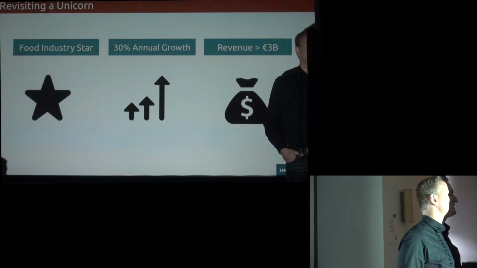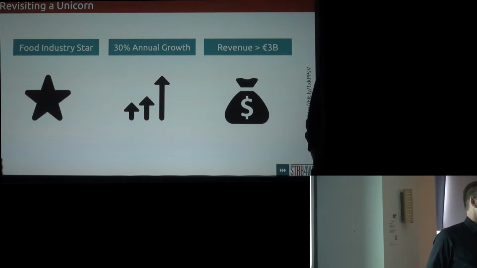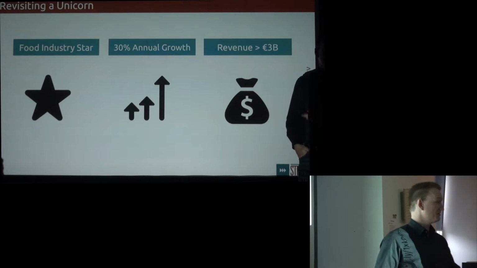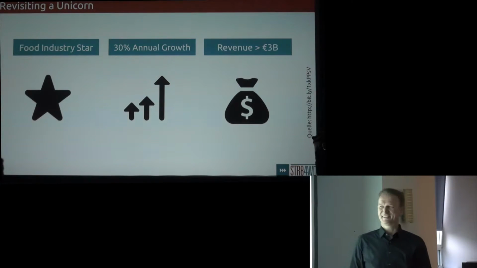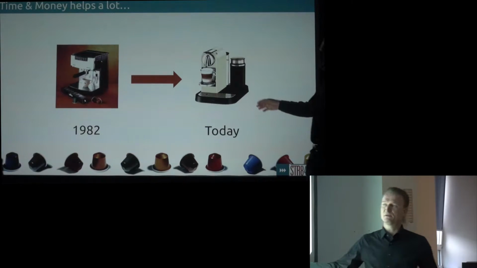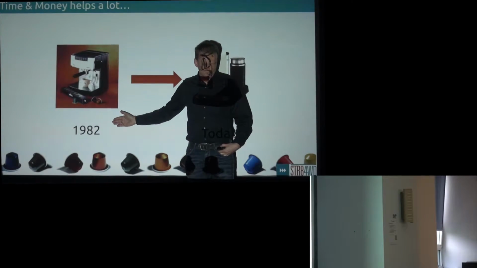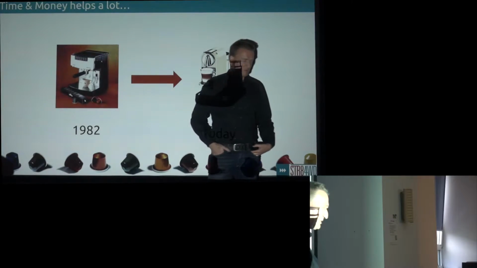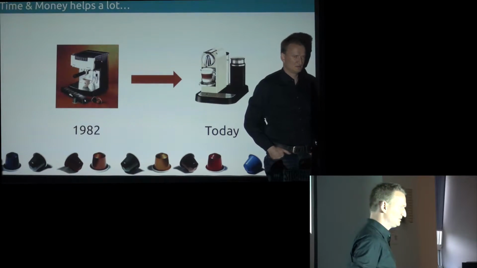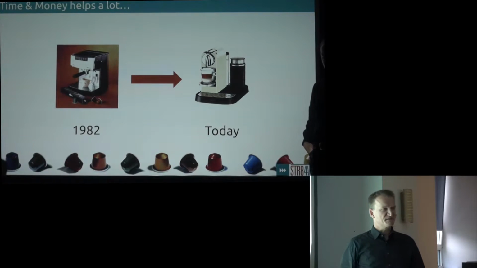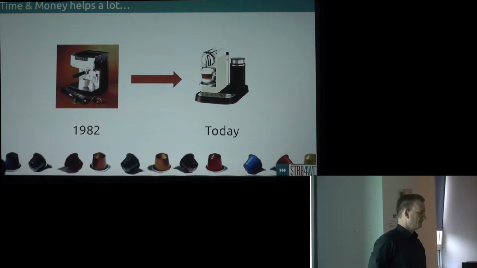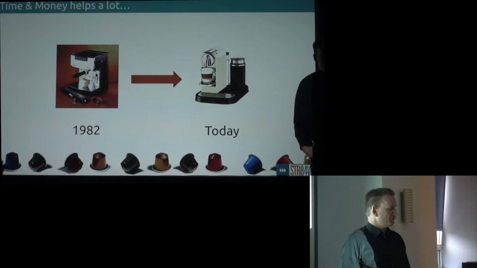So guess it. How old is Nespresso? 30 or 40 years. Yeah, that's it. So Nespresso is from 1982, right? So if you do innovation, time and money helped a lot in the past. And again, it's not like they were stupid. So they're actually pretty clever because they made it.